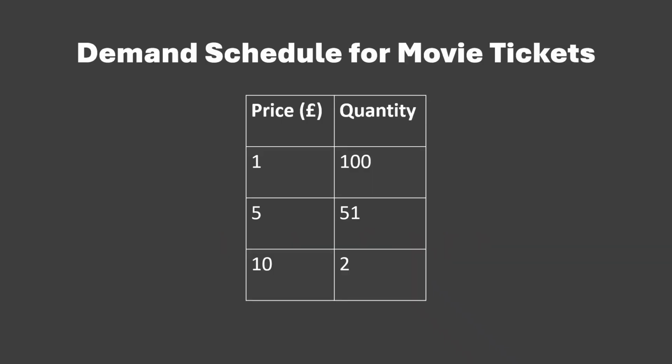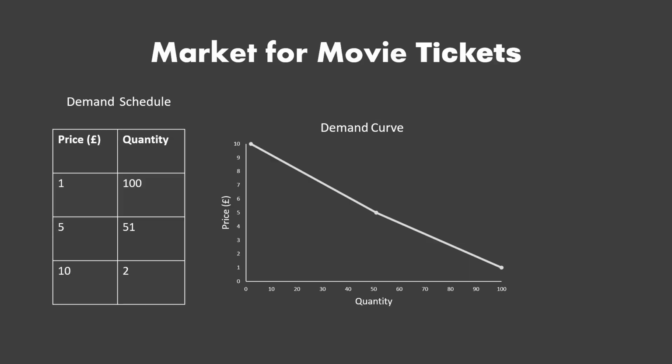Now let's look at a demand schedule. This example table shows that as the price increases for movie tickets, the quantity demanded decreases. Using the demand schedule, we can draw a demand curve. This curve shows the relationship between price and quantity demanded on a graph. Price is usually on the vertical axis, and quantity is on the horizontal axis. As you can see, the demand curve slopes downward from left to right, highlighting the law of demand.